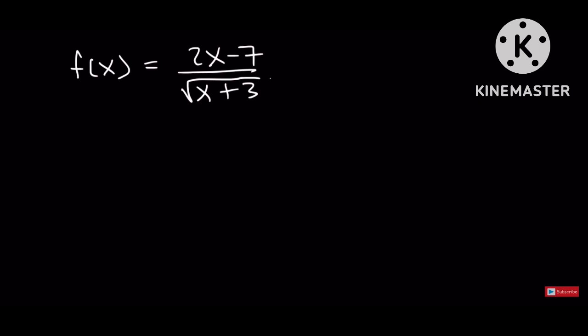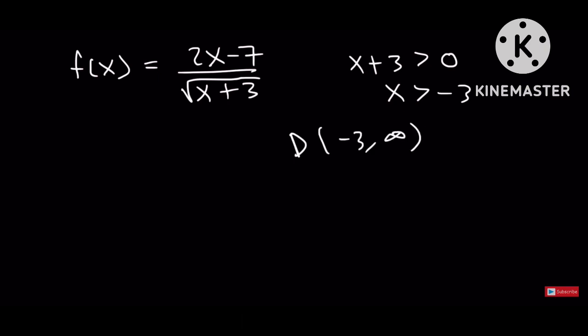Now, if the square root was not in the denominator, we would set the inside equal to or greater than 0. But we can't have a 0 in the bottom of a fraction, so this time we can only set the inside just greater than 0. So x has to be greater than -3. So the domain is simply going to be from -3 to infinity, but not including -3.